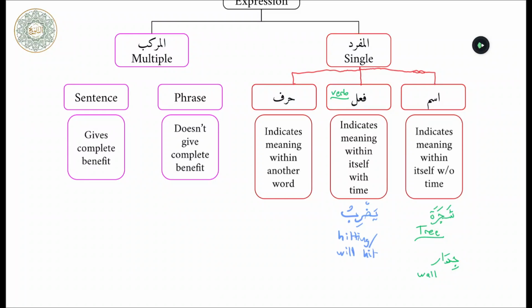Harf, on the other hand, indicates a meaning not within itself, but a meaning within another word. Now, what does that mean? In Arabic, we have, for instance, min. Min means from.